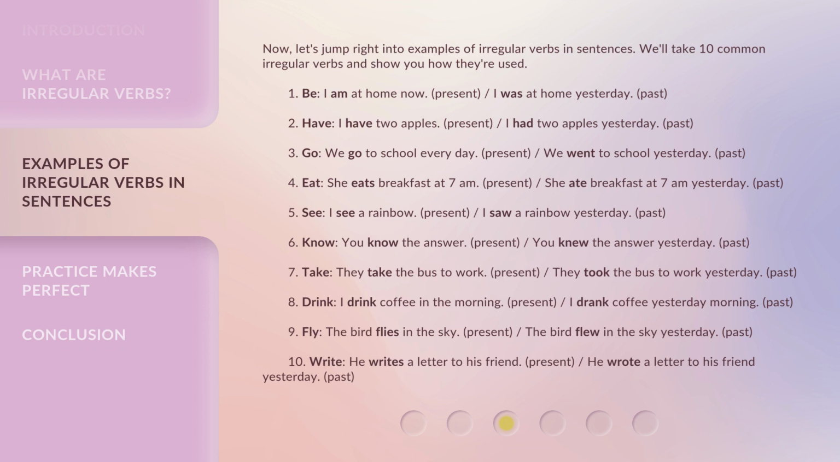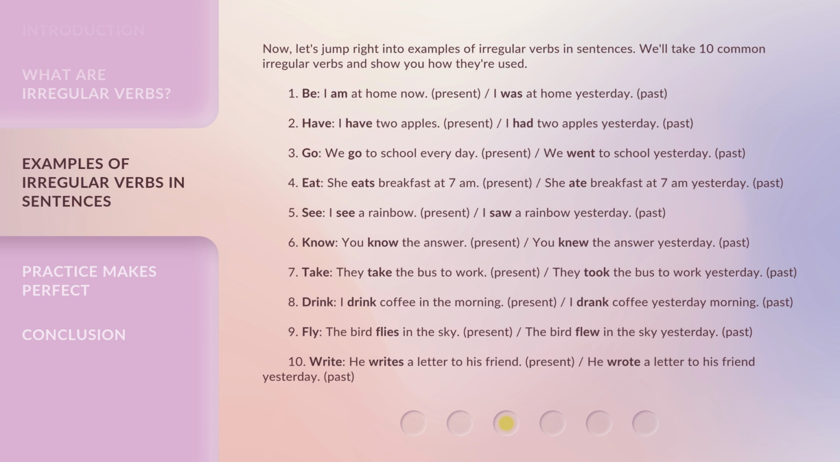Past. 4. Eat. She eats breakfast at 7 a.m. Present. She ate breakfast at 7 a.m. yesterday. Past. 5. See. I see a rainbow. Present. I saw a rainbow yesterday. Past. 6. Know. You know the answer. Present. You knew the answer yesterday. Past. 7. Take. They take the bus to work. Present. They took the bus to work yesterday.